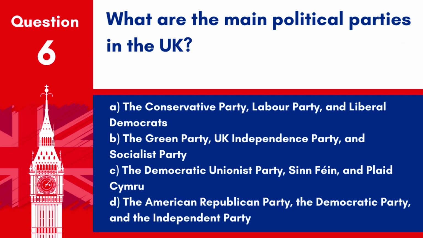Question 6. What are the main political parties in the UK? A. The Conservative Party, Labour Party and Liberal Democrats. B. The Green Party, UK Independence Party and Socialist Party. C. The Democratic Unionist Party, Sinn Féin and Plaid Cymru. D. The American Republican Party, the Democratic Party and the Independent Party.